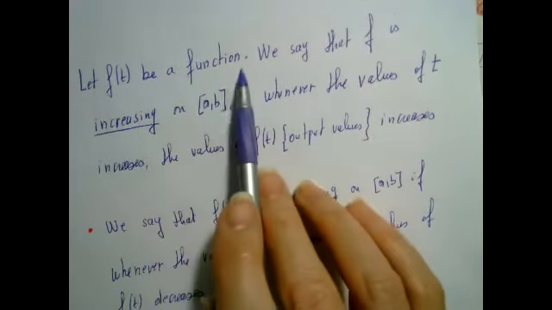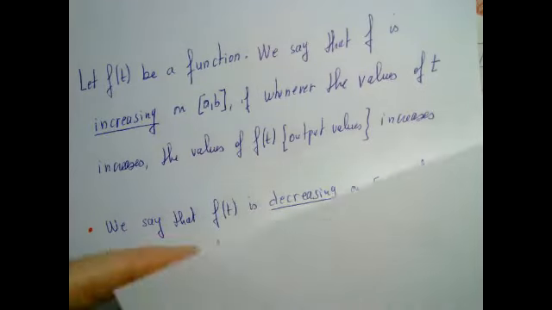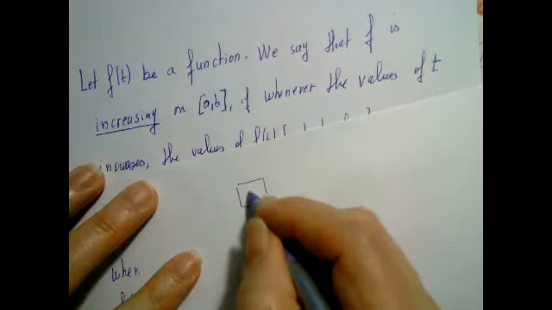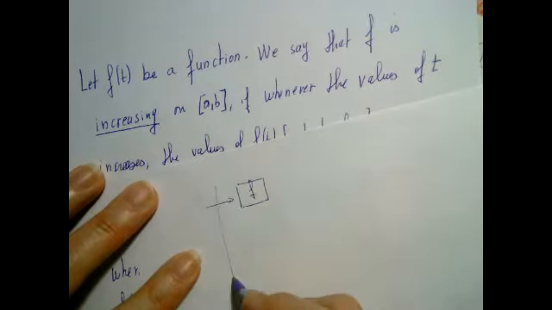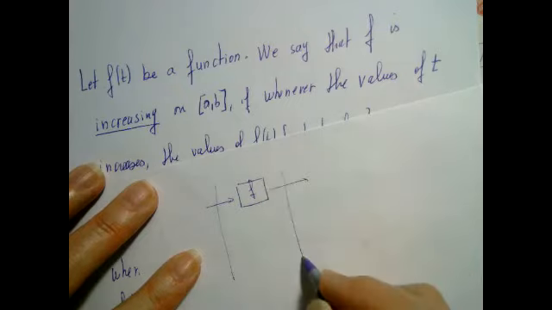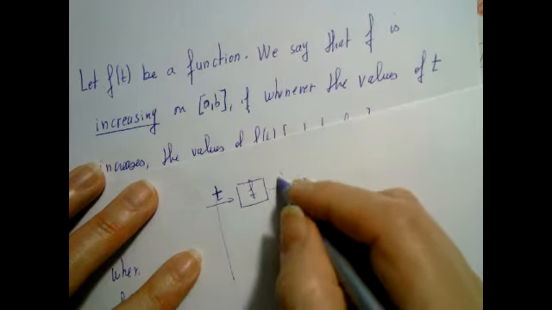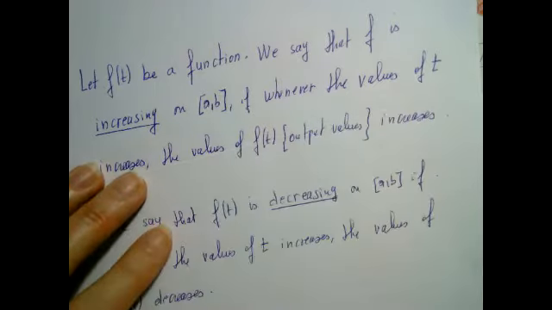Let f of t be a function. It means you have a rule. The minute you hear function, that's what should come to your mind: you have a rule that you give an input and this input changes, it will give you an output. So here f of t is a function. It means t is the input and this function will give you a certain output. So let f of t be a function.